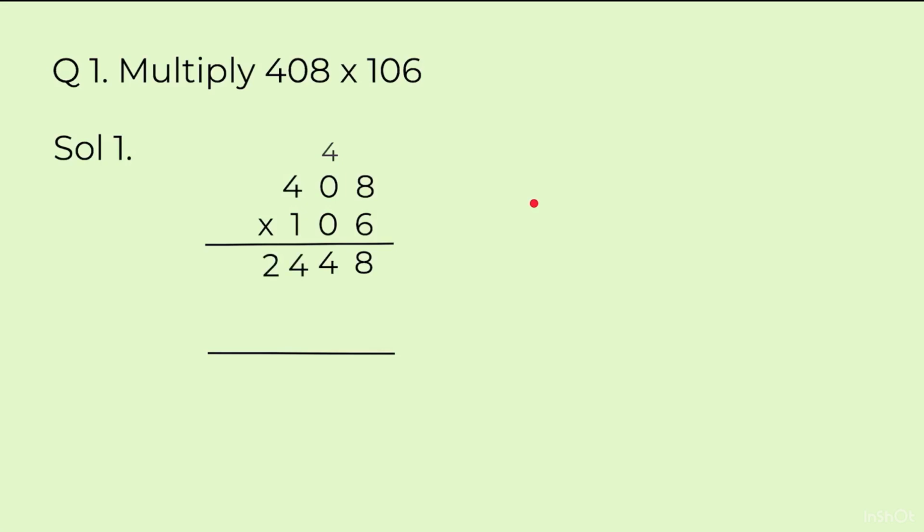Next line we have 0 into 408. So 0 multiplied with this will give us all zeros. And after that we have 1 into 408. So first we will put the 2 zeros that we are supposed to put.